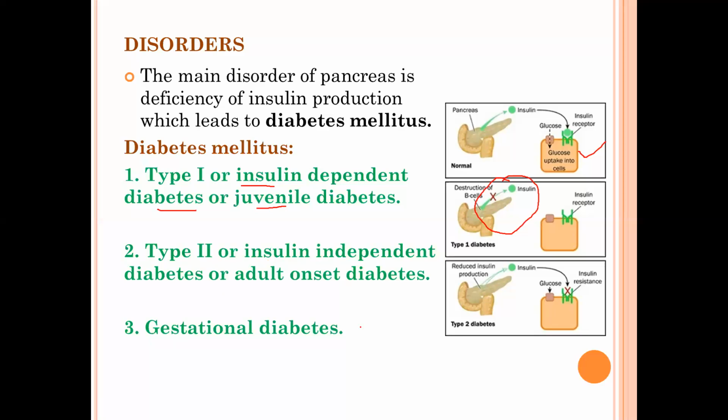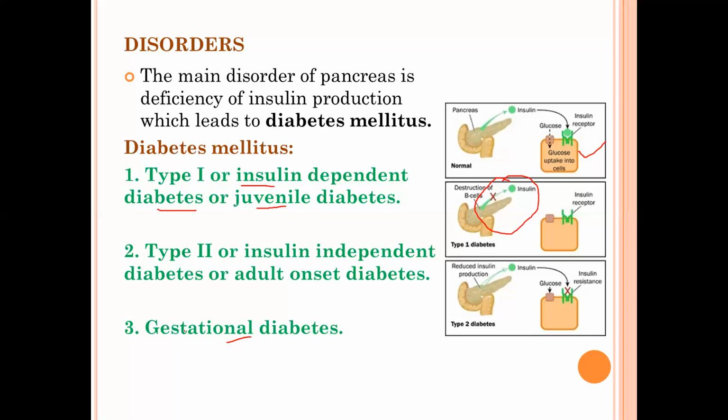Gestational diabetes means diabetes during pregnancy. Some women get diabetes during pregnancy, and such type of diabetes is called gestational diabetes. If there is a family history of gestational diabetes, then the chances of having gestational diabetes are high. During gestational diabetes, there are chances of juvenile diabetes occurring in the growing baby, and abortions may occur. So that is what happens during gestational diabetes.